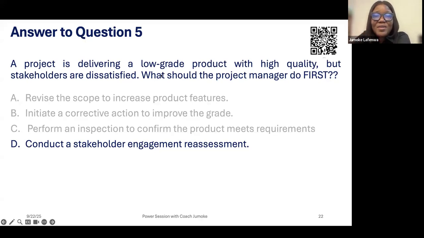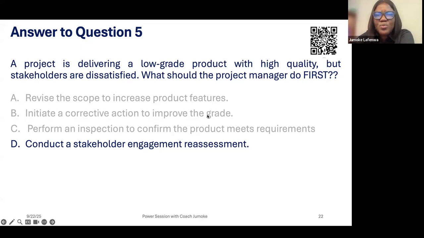A project is delivering a low-grade product with high quality, but stakeholders are dissatisfied. What should a project manager do first? Remember, I said if you have to choose between quality and grade, you go for quality. And this product is low grade, but it's delivering high quality, but stakeholders are dissatisfied. So you need to hear from the stakeholder what they want. You cannot just revise the scope to increase product features to what? You don't have that information.